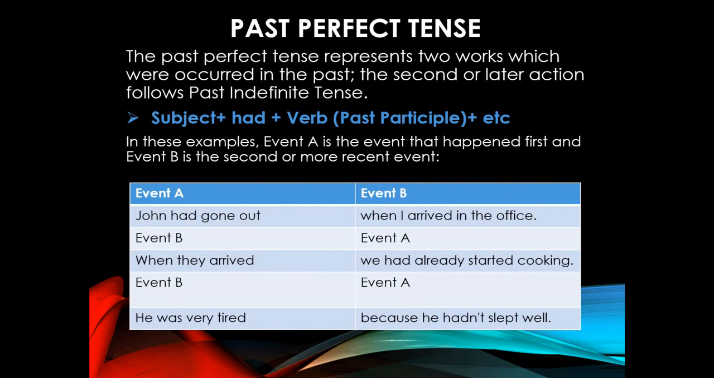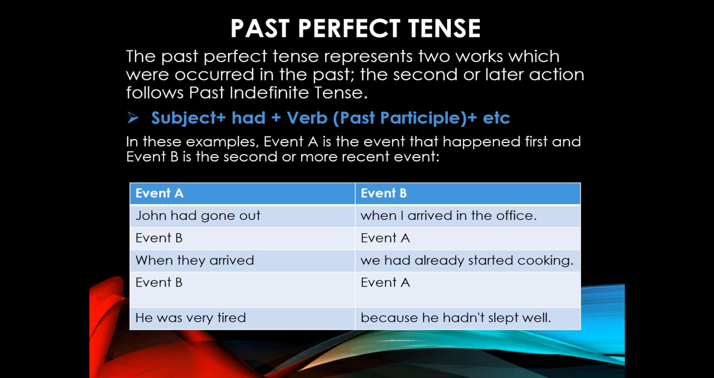Event A is saying John had gone out, and event B, when I arrived in the office. So the sentence goes like this: John had gone out when I arrived in the office. That means event A happened first, and event B happened more recently. The other example: event B, when they arrived. Event A, we had already started cooking. That means this happened first, we had already started cooking, and the recent one, when they arrived.